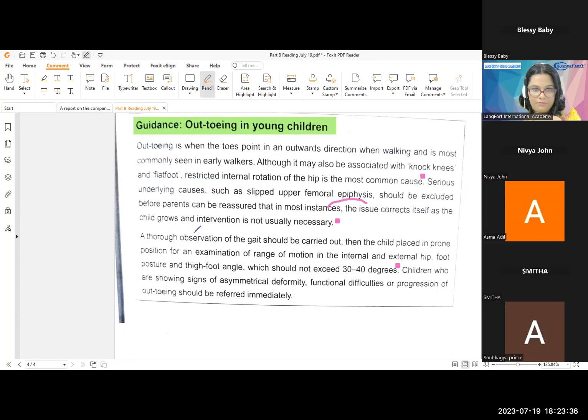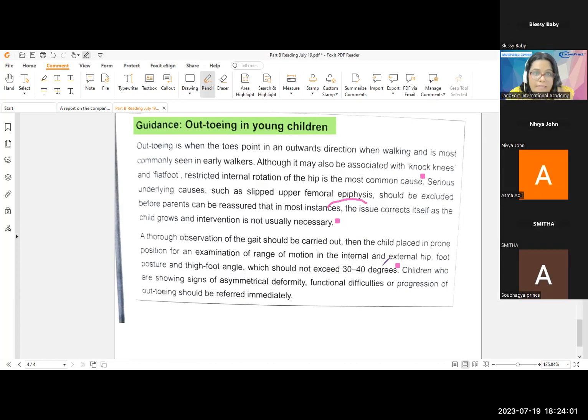Thorough observation of the gait should be carried out. Then the child is placed in a prone position for an examination and range of motion in the internal and external hip, foot posture, and thigh-foot angle, which should not exceed 30 to 40 degrees. So the gait is how they walk. You need to thoroughly observe how the kid walks.